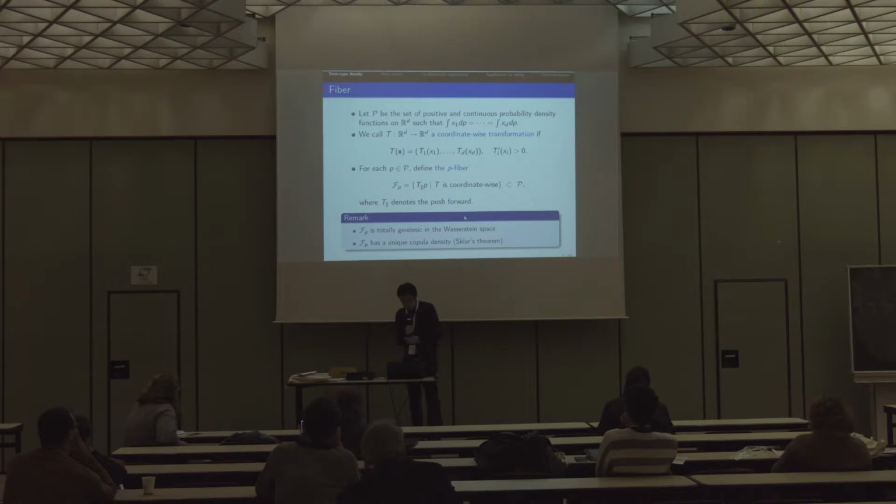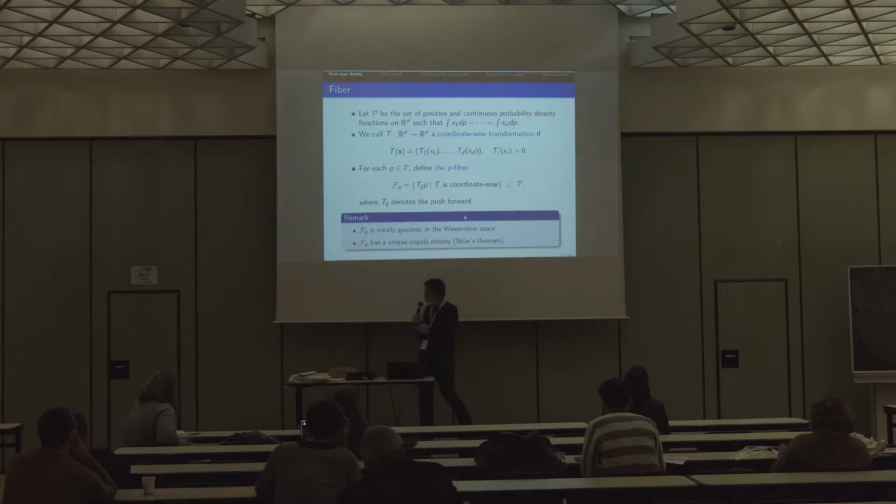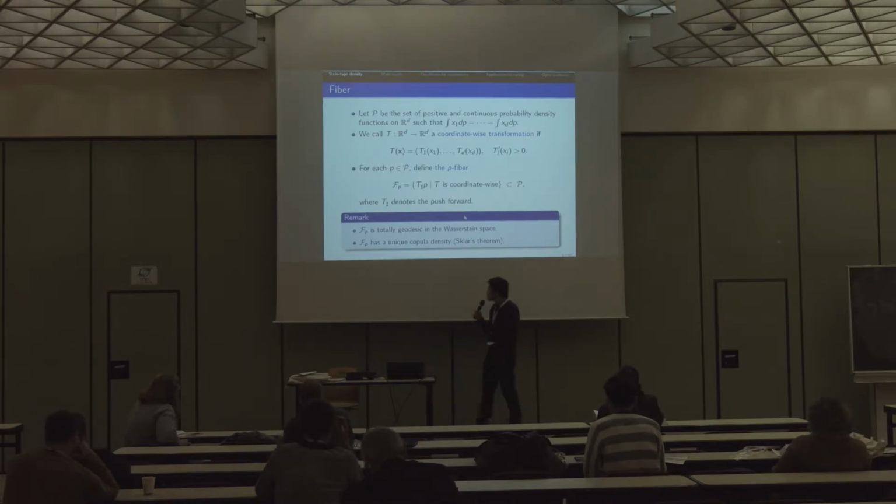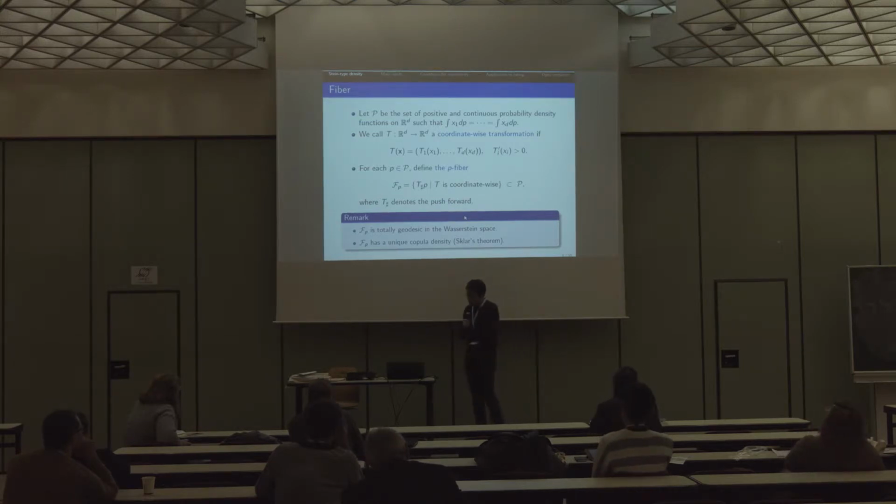And for each density function P, let me define the P fiber by this formula, script Fp, which is a set of push-forward density of P by the coordinate-wise transformations T. Okay, and there are two remarks here. The set Fp is a totally geodesic subset in the Wasserstein space, and secondly, the fiber has a unique copula density, which is known as Sklar's theorem.